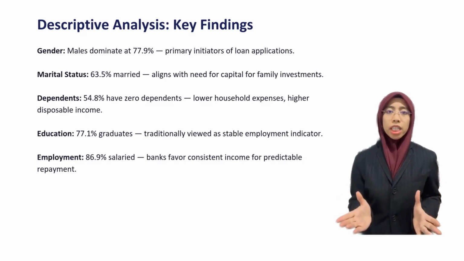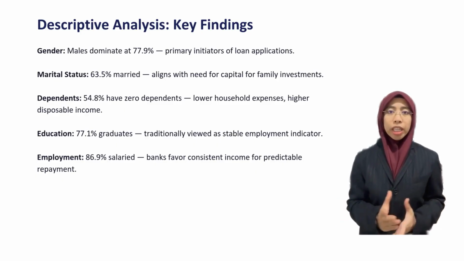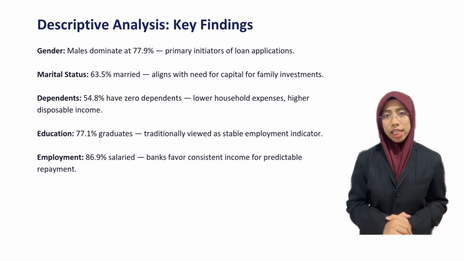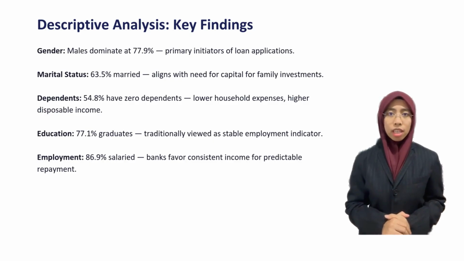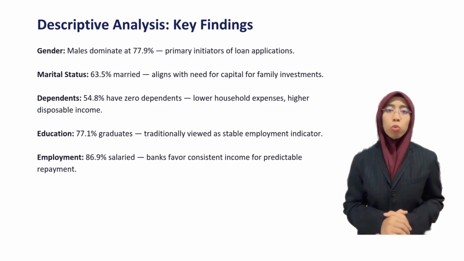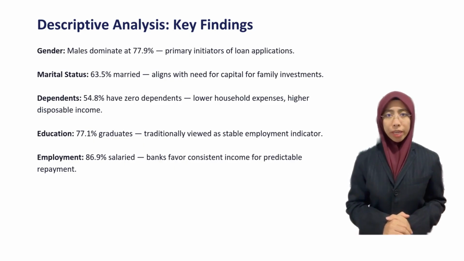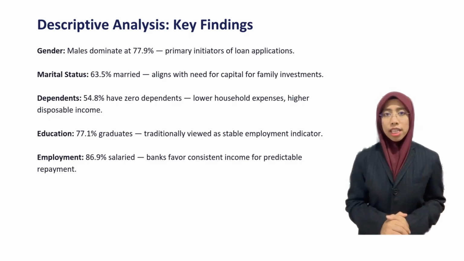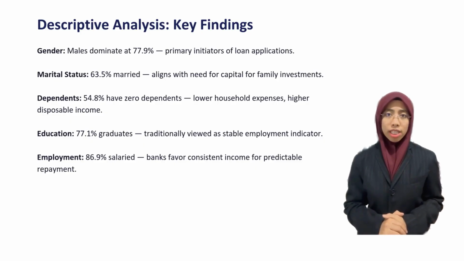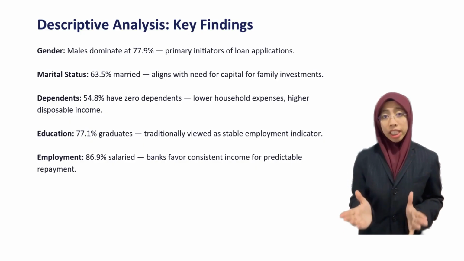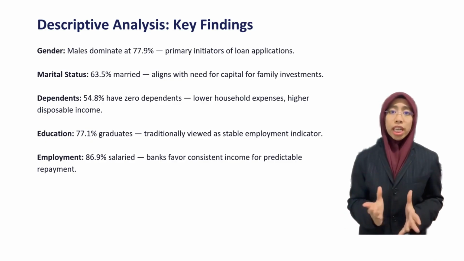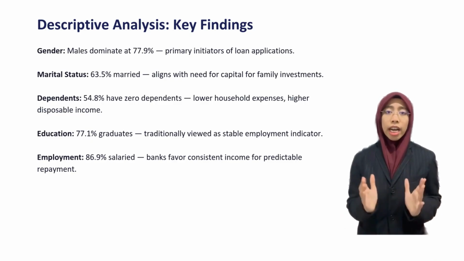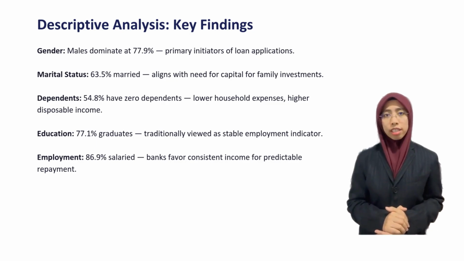To summarize the descriptive findings, the typical loan applicant in this dataset is a married male with no dependents, who holds a graduate degree and works in traditional salaried employment. From a banking perspective, this profile suggests a borrower base that banks would generally consider lower risk, as they have stable income, fewer financial obligations from dependents, and higher educational qualifications.